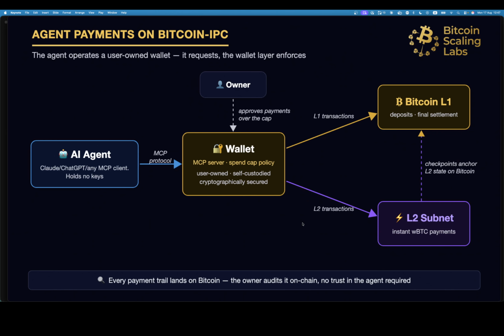Bitcoin-IPC addresses both. Payments run on subnets, fast and cheap enough for an agent to pay per task, while every subnet anchors its state back to Bitcoin. And the agent never holds keys. It operates a user-owned wallet through a policy layer. It can only request payments. Small ones execute. Anything over a cap needs the owner's approval. What I will show you is Claude managing real payments in this way. Deposit, pay, and then prove where the money went on Bitcoin itself.